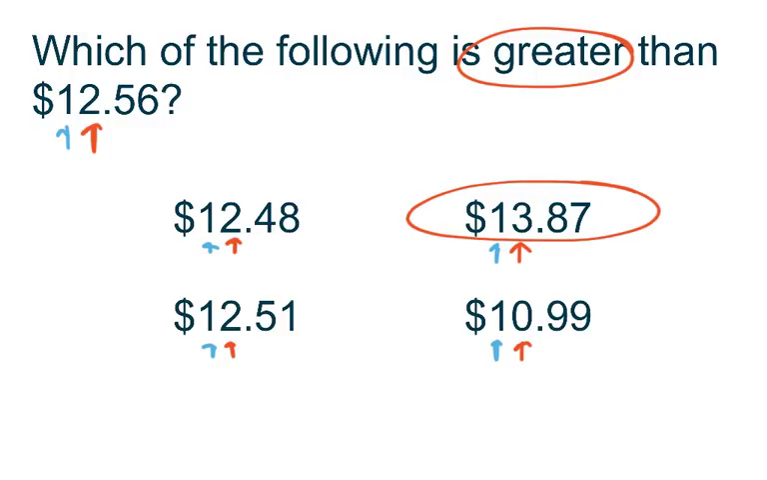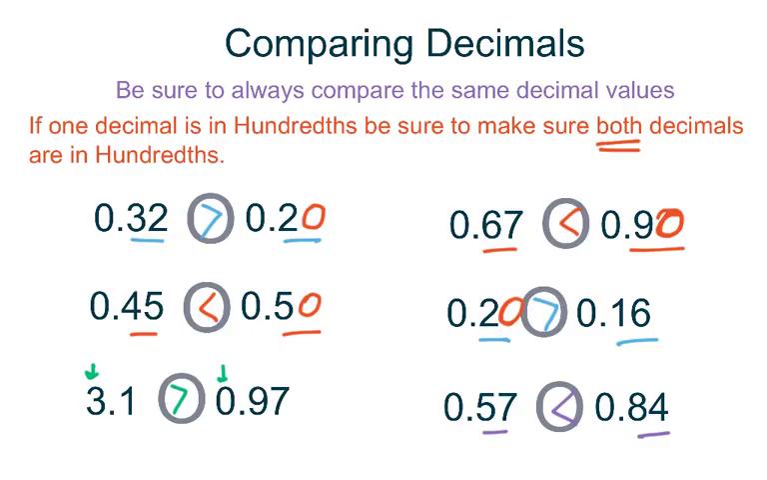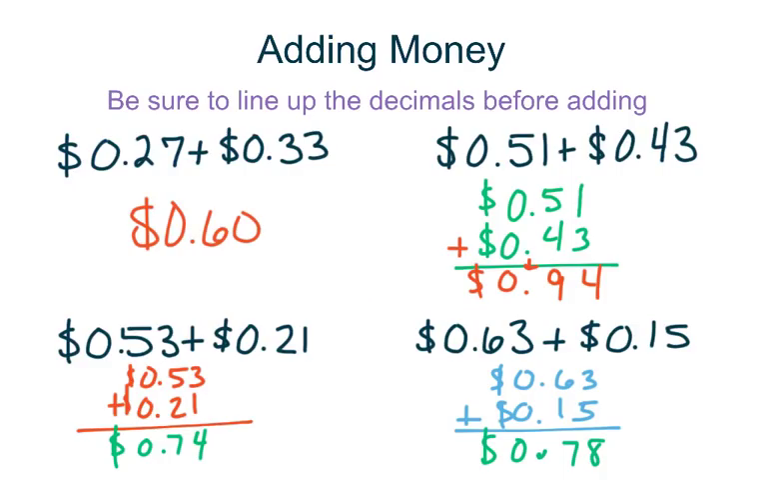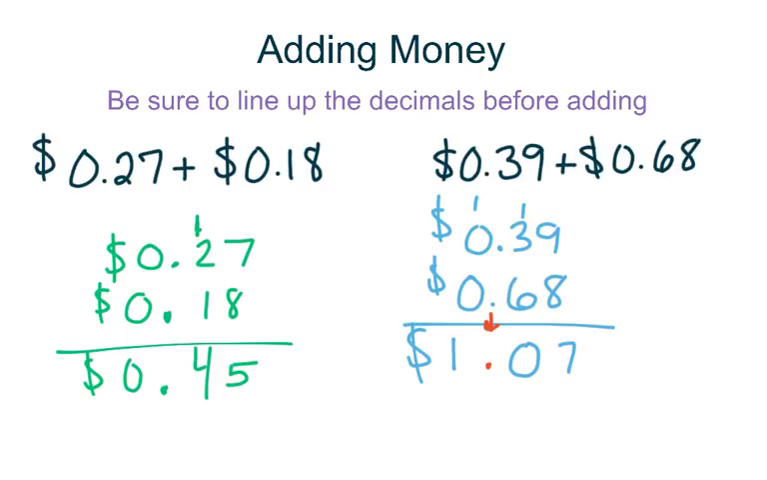All right, that's our lesson for today. We talked about comparing decimals and making sure that both of our decimals were dealing with the same place value. We talked about adding fractions and making sure that when we add fractions, the denominators are the same. So turning those tenths into hundredths, and then adding money. Make sure you're lining up those decimals when you're adding your money.